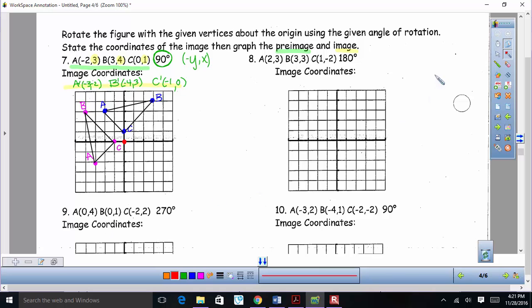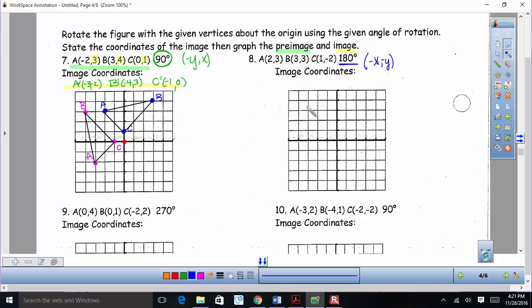All right, let's try one more of this. So let's look at number 8. So number 8, we want to rotate it 180 degrees. And so the rule for 180 degrees is we're going to change the sign of x and change the sign of y.